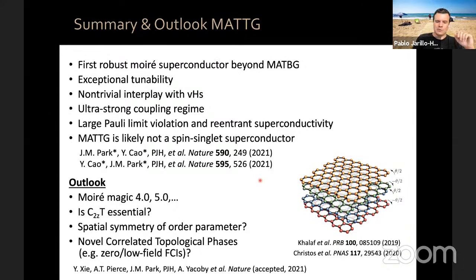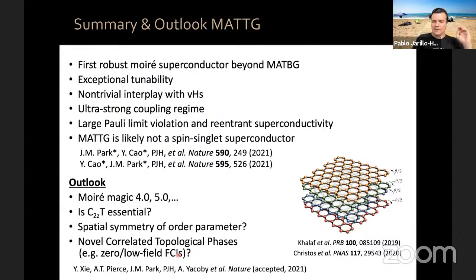Now, we do not know yet what the spatial symmetry of the order parameter is. Okay, this PNAS paper here, and I think several others, have classified all of the possible order parameters you could have, depending on the symmetry of the system. So it would be very interesting, of course, if we could obtain information about this. And can we find novel correlated topological phases, for example, zero field or low field fractional Chern insulator states, okay?